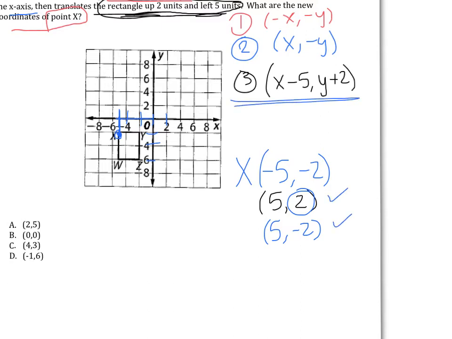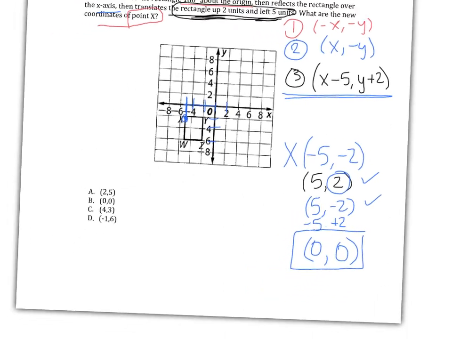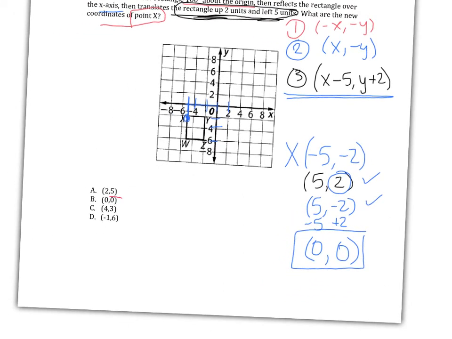Now we're on to this last one. So we have to subtract 5 from the x, which gives us 0, and we have to add 2 to the y, which gives us 0. So our final point is 0, 0, and we look and we're so happy because it's an answer choice. So we know we did it pretty well.